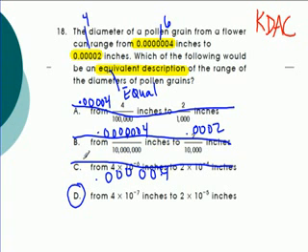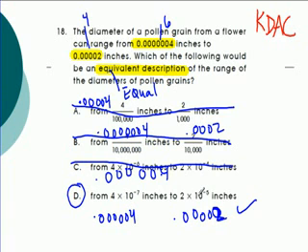So 4 times 10 to the negative 7 is 0.0000004. And 2 times 10 to the negative 5 is 0.00002. So that is correct. So it's easier just to go through each answer to make sure which one is correct.